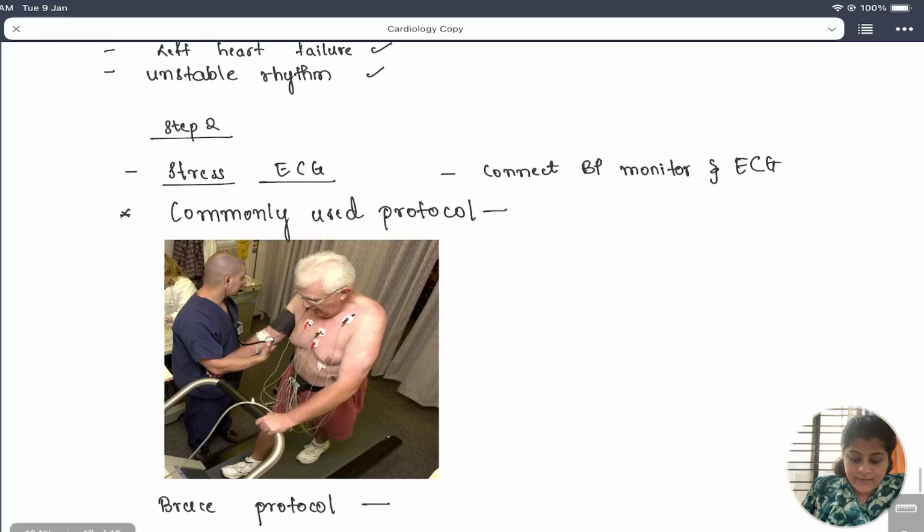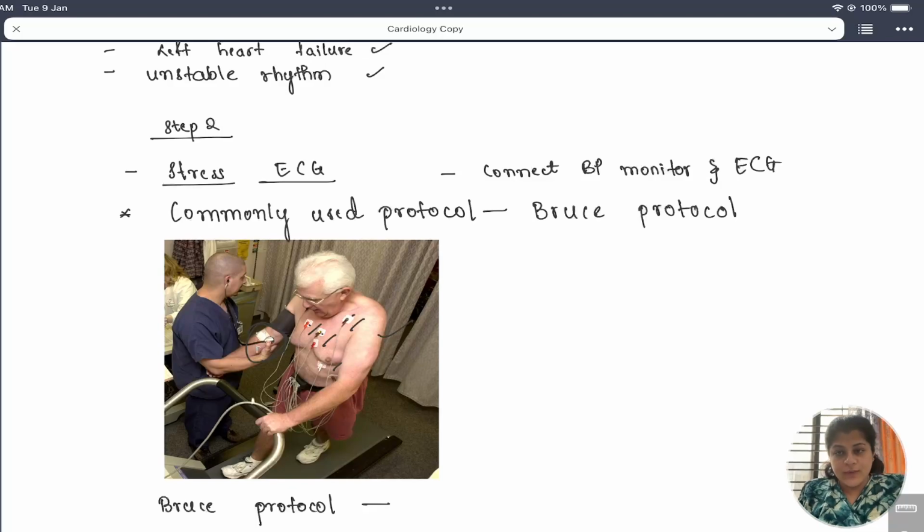If you see this image, here is a patient, and the physician is attaching ECG monitors and BP monitoring to this patient. A commonly used protocol is what we call the Bruce protocol. What do you do in this protocol? You make the patient walk on the treadmill with a certain speed and a certain gradient. When the patient is walking, you will record the heart rate, blood pressure, and see if there are any ischemic changes in the ECG. That is the main part.